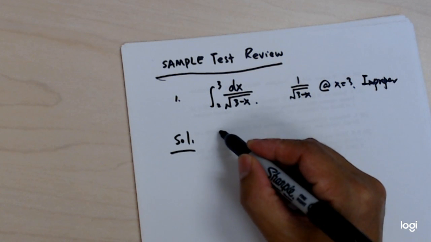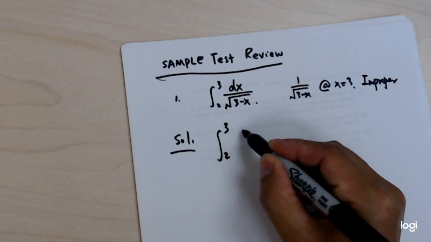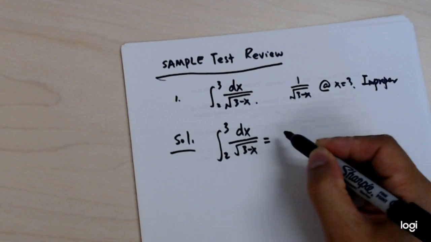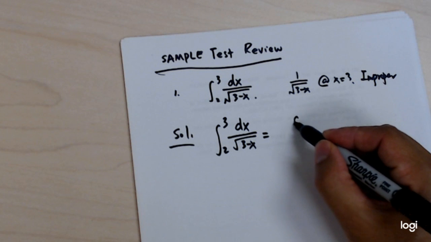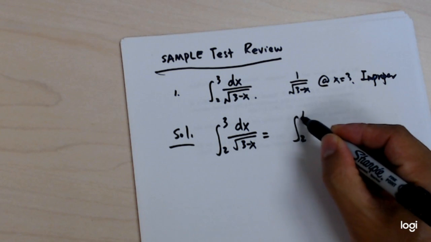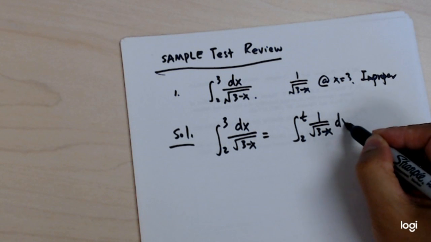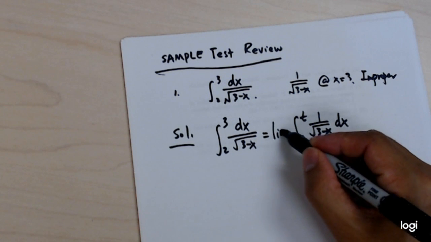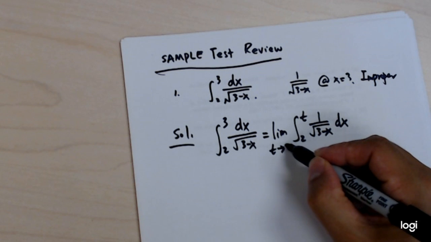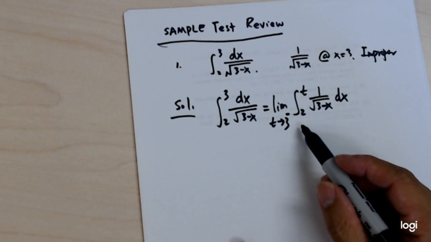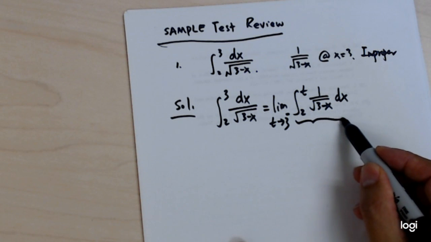Solution. Replace the 3 here with t. This is the integrand. And then let t go to 3 from the smaller side. So I have to evaluate this definite integral first.